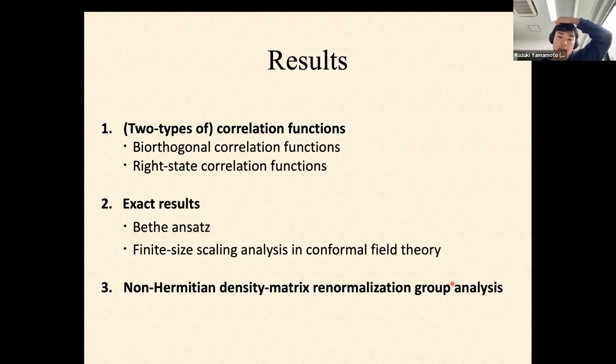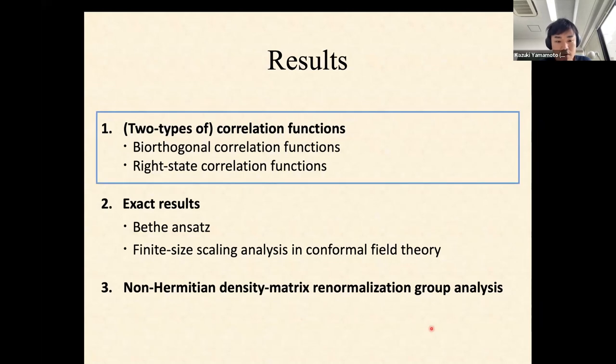Okay, then I go to the results. The result is constructed from three parts. The first part is the correlation functions, which I'll show you later, but they have two types of correlation functions as a result of non-Hermiticity. And then in the second part, I give you the exact results for the Bethe ansatz solution and for the finite size scaling analysis in conformal field theory. And in the last part, I explain the non-Hermitian degeneracy results of the non-Hermitian XXZ spin chain. Okay, now I go to the correlation functions.